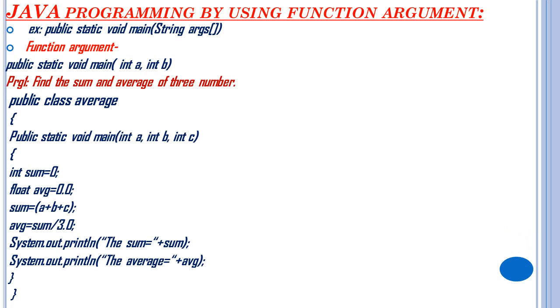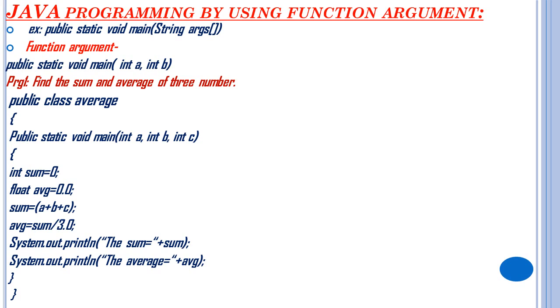One program to find the sum and average of three numbers. Public class average. First you need to write like that. Class name is average here. Open the bracket. Write public static void main. If the program is based on assignment statement we will write String args, but this program is based on a function argument. So I am using int a, comma, int b, comma, int c.